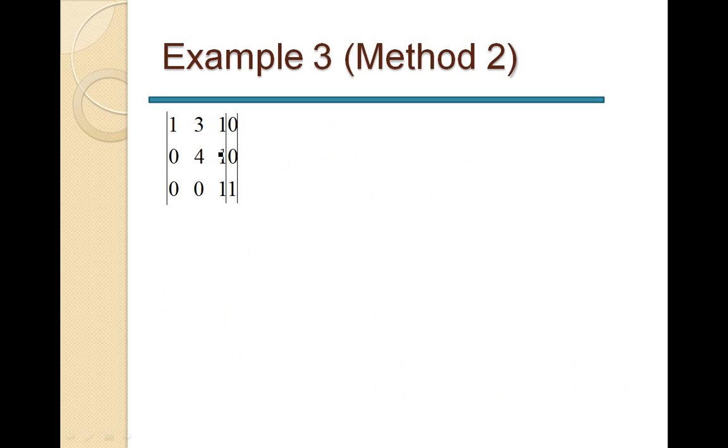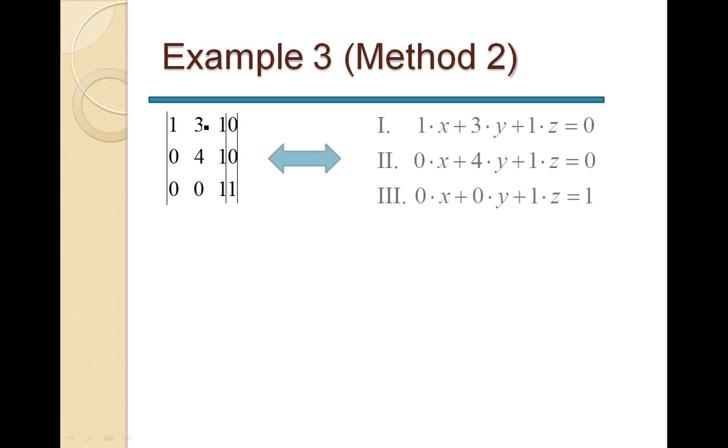What we got now is looking good, but maybe we should have a look at the equation form of it. So what this actually means: in the first equation we have 1x plus 3y plus 1z, and this should be equal to 0. In the second equation, we have 0x plus 4y plus 1z equals 0. And here we have 0x plus 0y plus 1z equals 1. Okay? Now what do we do next?